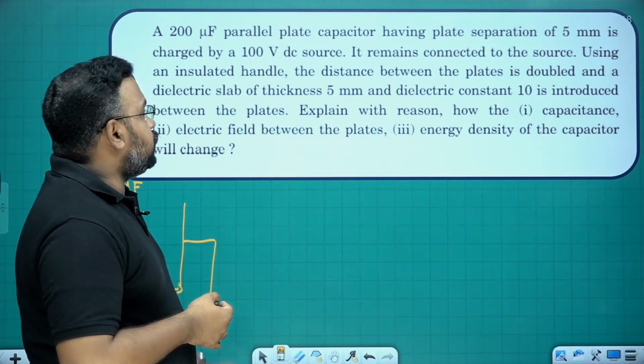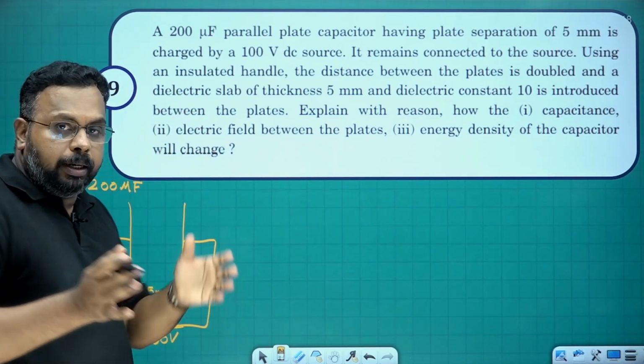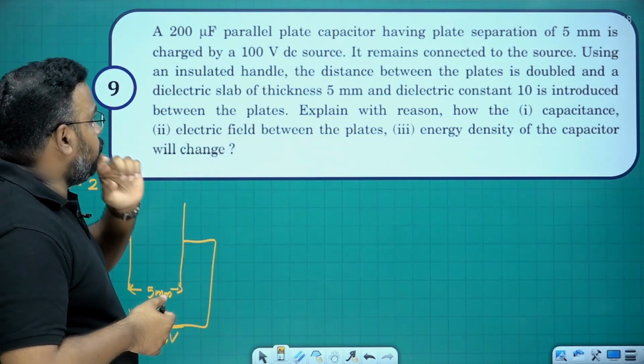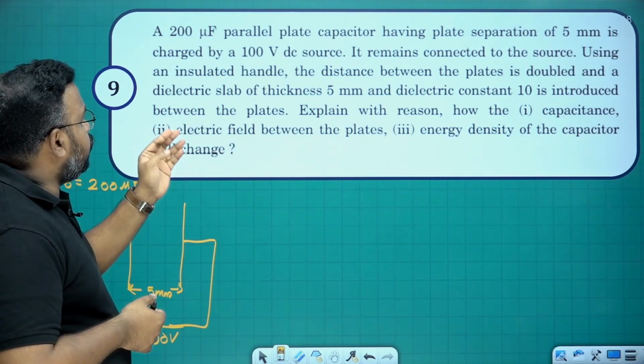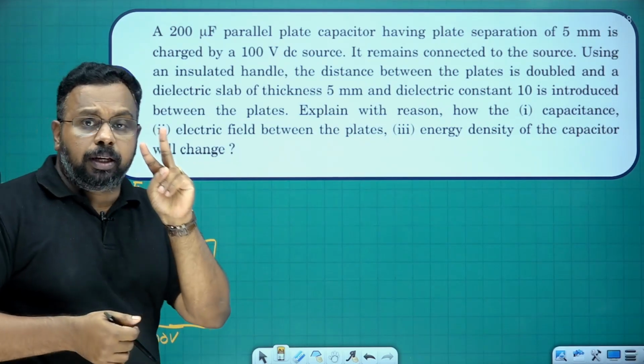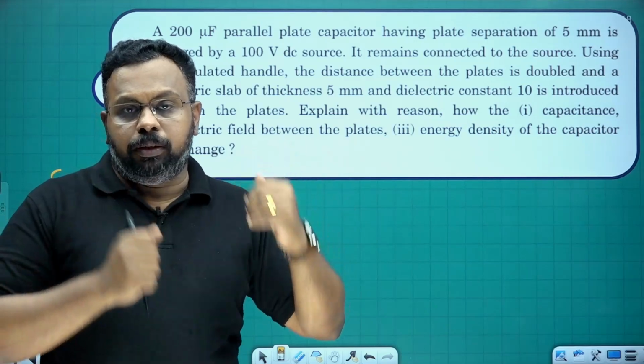Now be careful. The battery remains connected, the battery is still there, and using an insulated stand, the distance between the plates is doubled, and a dielectric slab of thickness 5 millimeter and dielectric constant 10 is introduced between the plates. So there are two changes. One is the distance is doubled.